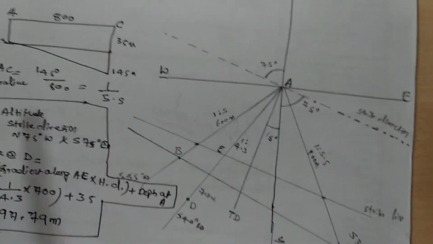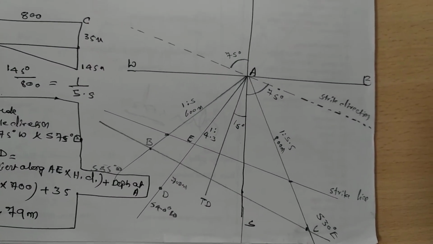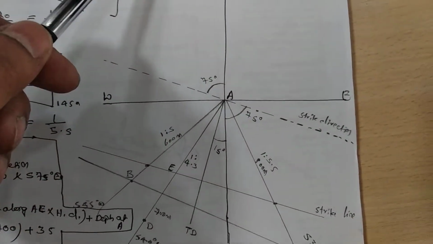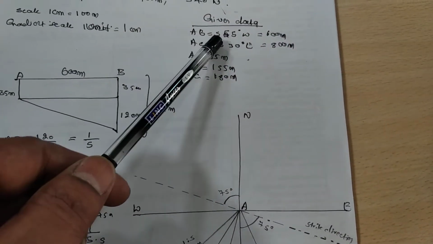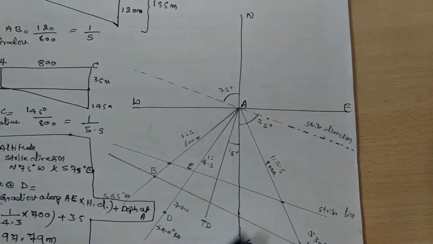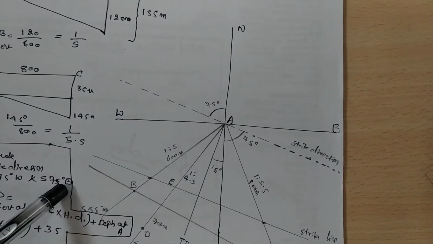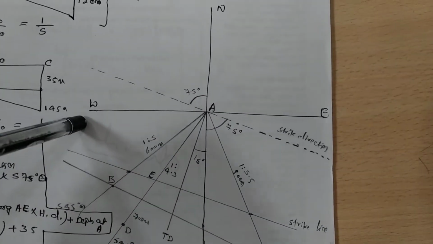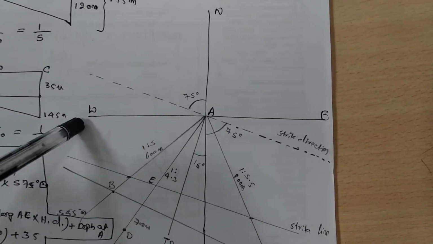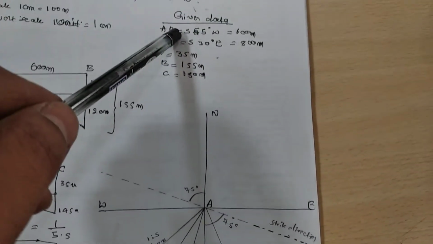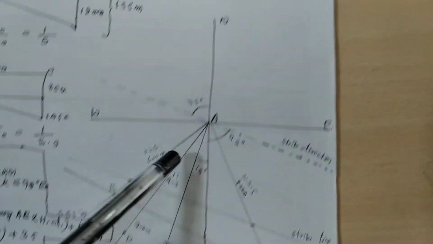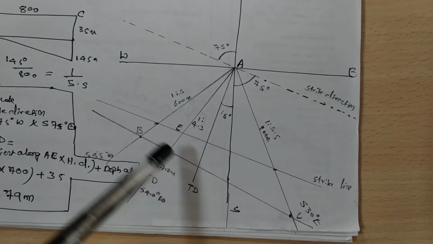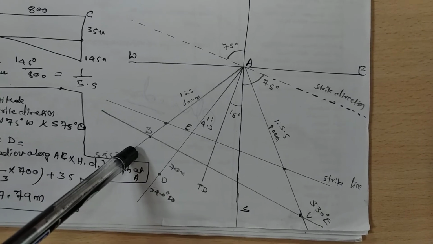The next part is we need to draw the sketch based on the given data. First we need to draw the north, south, east, west directions in a plus mark. Then take the protractor and scale, and mark AB equal to south 55 degree west. Fix the mark here, and AB is south 55 degree west. Approximately it will come here.